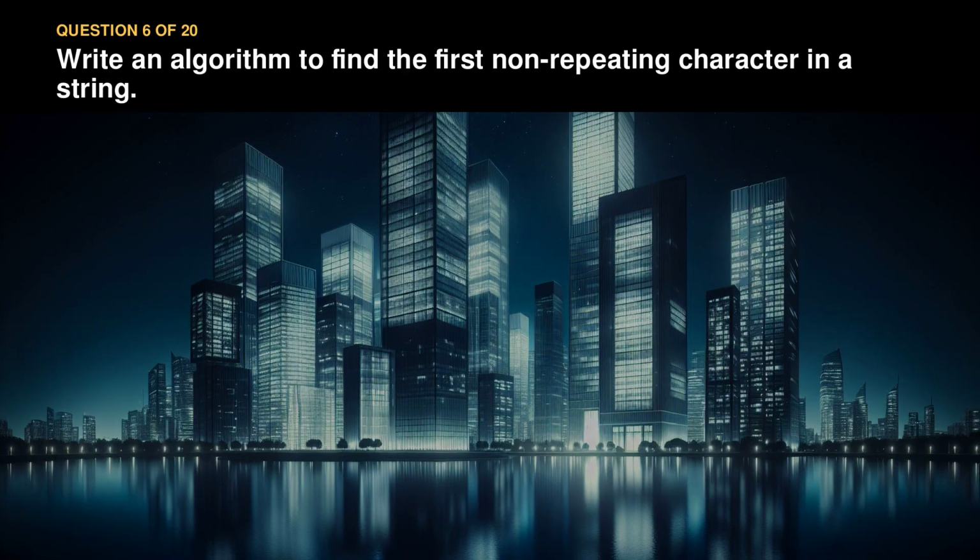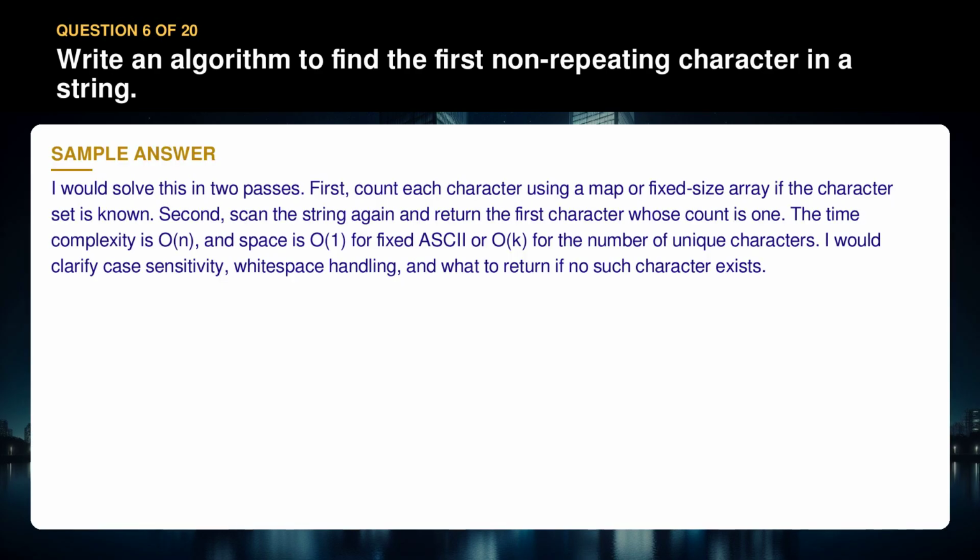Question 6. Write an algorithm to find the first non-repeating character in a string. I would solve this in 2 passes. First, count each character using a map or fixed size array if the character set is known. Second, scan the string again and return the first character whose count is 1. The time complexity is O(n), and space is O(1) for fixed ASCII, or O(k) for the number of unique characters.